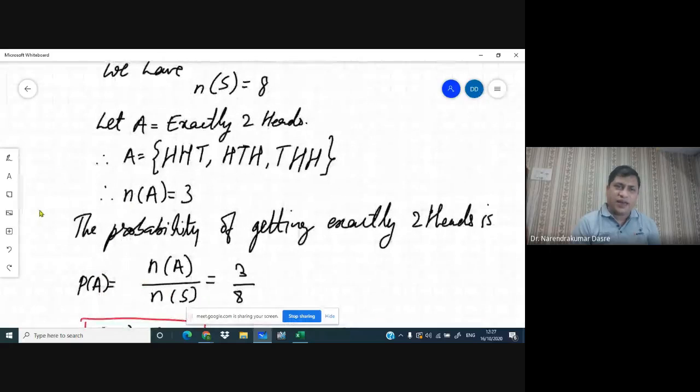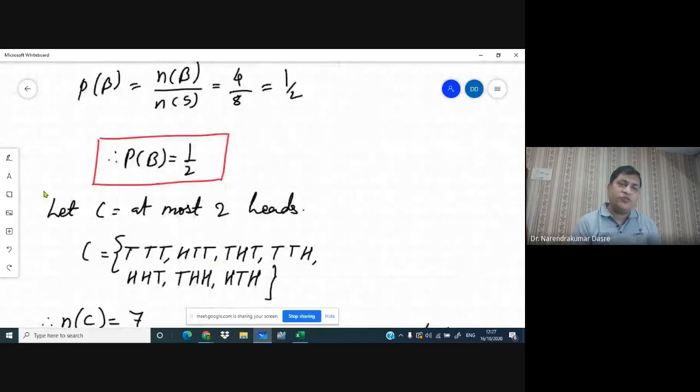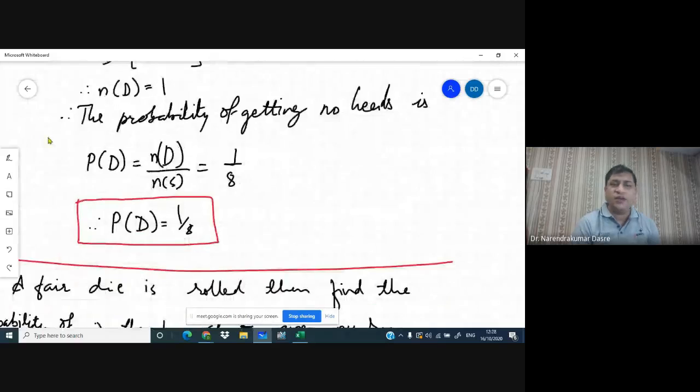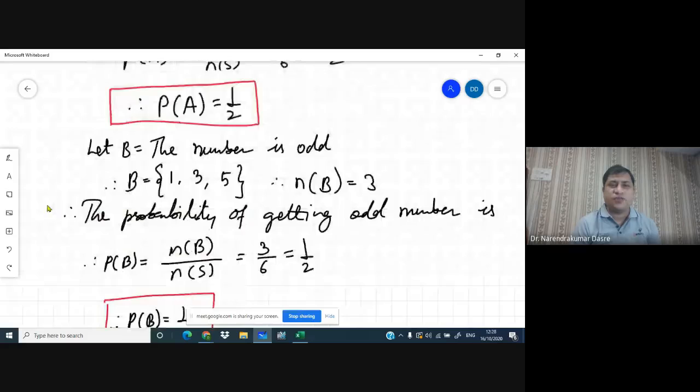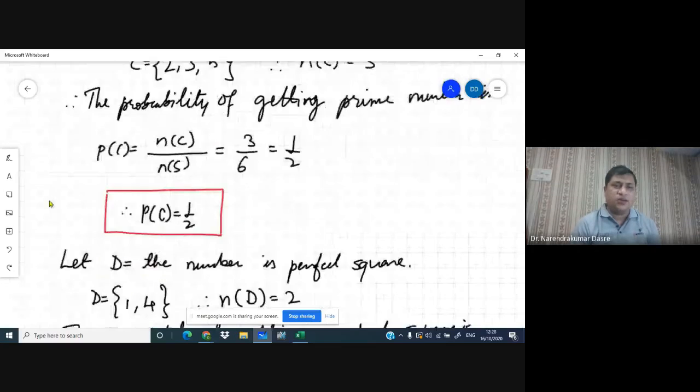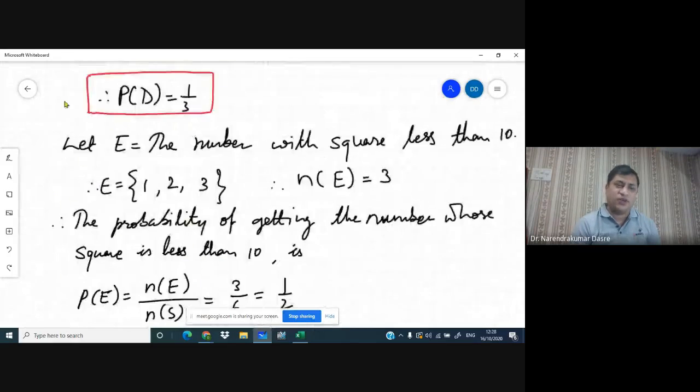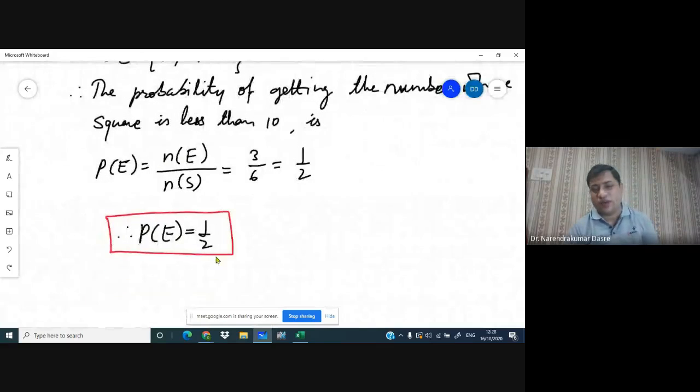The next thing is that you can see the probability of all proper events is less than 1. So you can see 1 by 8 is less than 1. Here you can see this is half, which is less than 1, half less than 1, half less than 1, 1 by 3, which is less than 1, and then again we have half less than 1. So the probability of any proper event is less than 1, and the probability is always positive, so greater than 0.